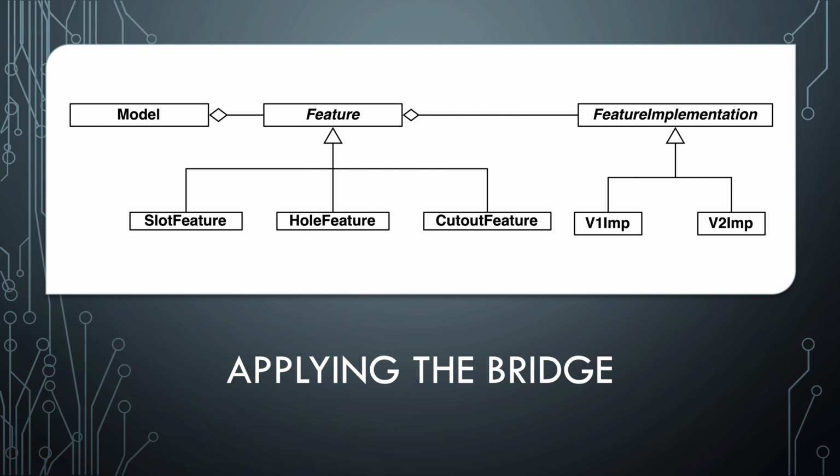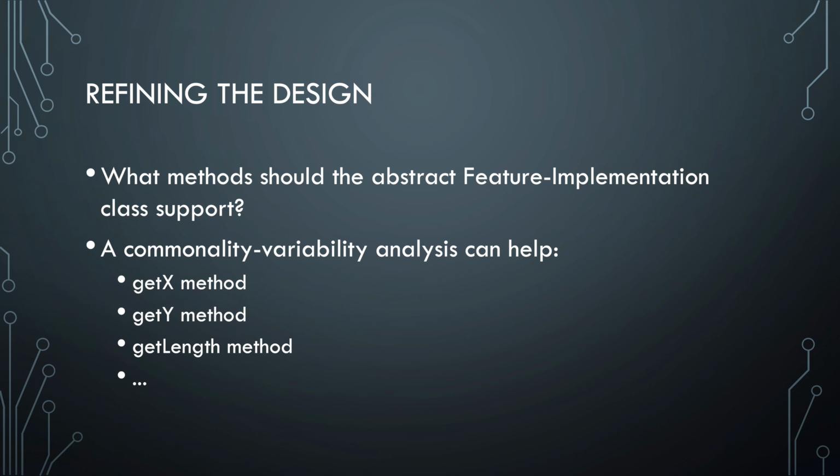If you apply the bridge, you get a class diagram that looks like this. There's still a feature class with subclasses for each feature, but now there is an implementation class, which contains each of the versions of the CAD/CAM software. Now the challenge is to determine what methods the implementation class should support.